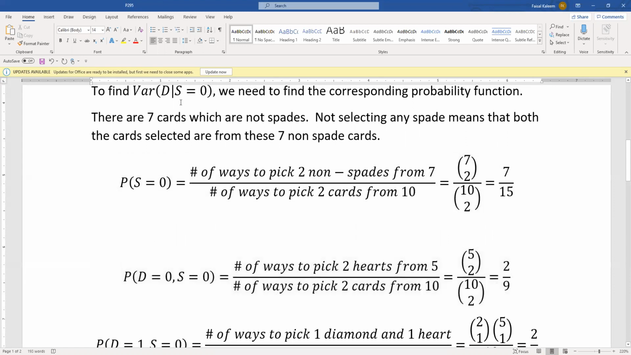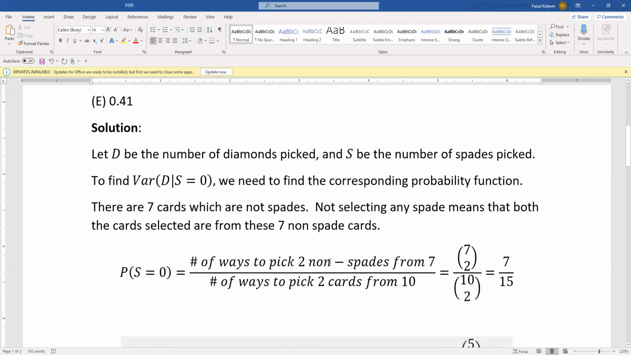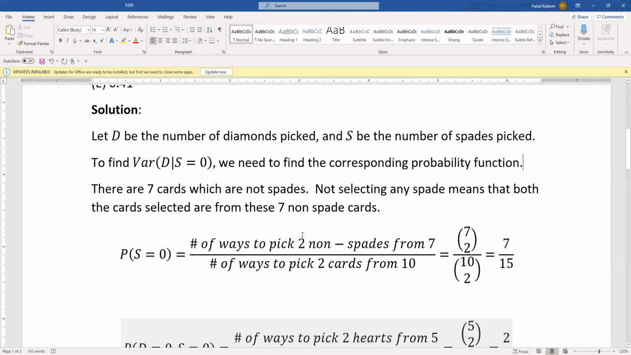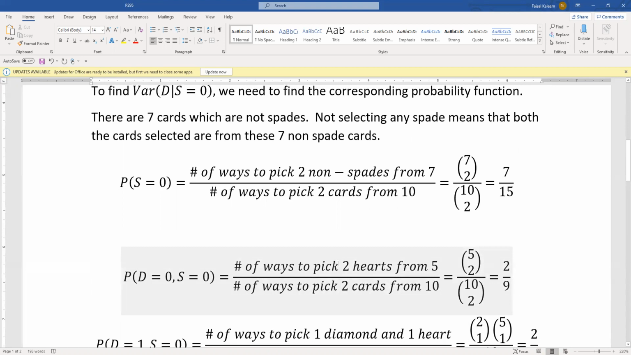So it's all about D given S is equal to 0. So D could be 0 when S is 0. So the probability of D being 0 and S being 0 means no diamonds and no spades, which means that the 2 cards that you pick are hearts, and there are 5 hearts in total. So you're just picking 2 hearts from 5. And again, the total number of ways to pick 2 cards from 10 in the bottom. So 5C2 for the numerator, 2 hearts from 5, and 10C2, 2 cards from 10. That simplifies to 2 over 9.